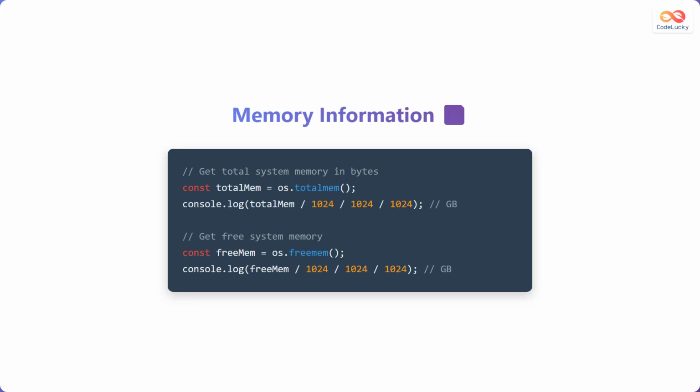Let's explore how to retrieve memory information using the OS module. To get the total system memory, we can use the os.totalmem method, which returns the value in bytes. To convert this to gigabytes, we divide by 1024 three times. Similarly, we can obtain the free system memory using the os.freemem method, which also returns bytes. This value can also be converted to gigabytes by dividing by 1024 three times.